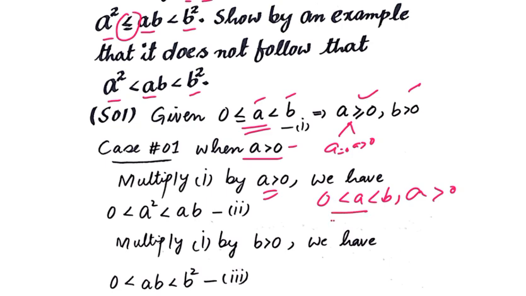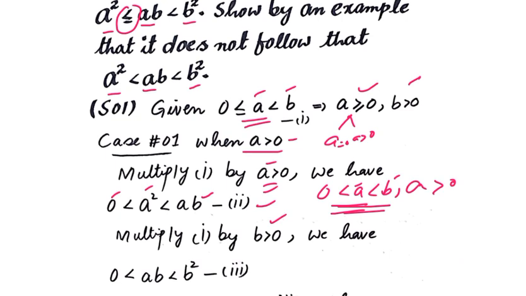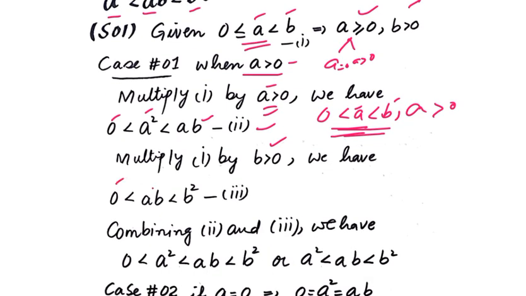Multiply this inequality by A in each part: 0 into A is 0, A into A is A square, and A into B is AB. Say this is inequality number 2. Again multiply this inequality by B greater than 0. This gives 0 less than AB less than B square. Say this is my inequality number 3. Combining 2 and 3, we have 0 less than A square less than AB, and AB less than B square. Or ignoring 0, we have A square less than AB less than B square.